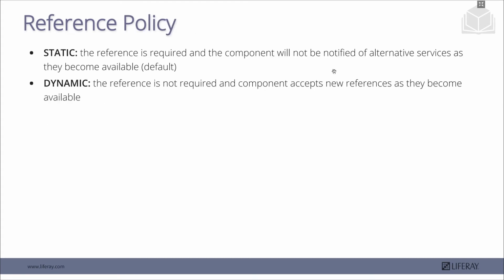Now, reference policy. This one's a little bit interesting. This is in regards to if new services come up, what do I do with them? So the default is static. This is basically saying as soon as I get a reference of an OSGi service, I'm good. Doesn't matter if anything new comes up, I don't really care. I'm just sticking to what I have. Whereas the opposite of that is dynamic. This allows us to get new references as they become available, as they are deployed into the OSGi container.